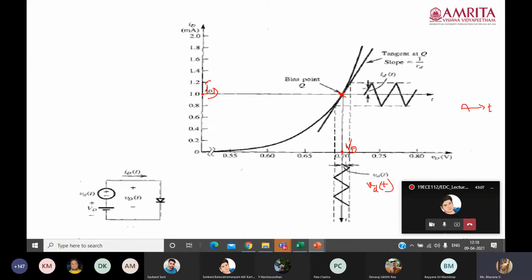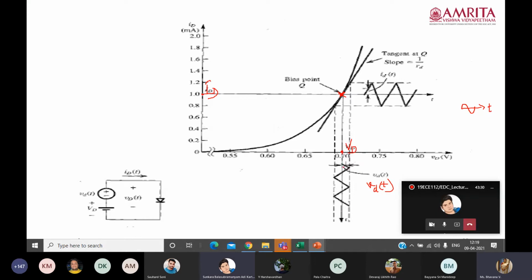It has both a positive half cycle and negative half cycle, isn't it? Yes, ma'am. DC is the line. DC is this one. This is the x-axis. DC is this value, whatever you are getting from the Q point. That is the DC coordinates. Yes. Got it?